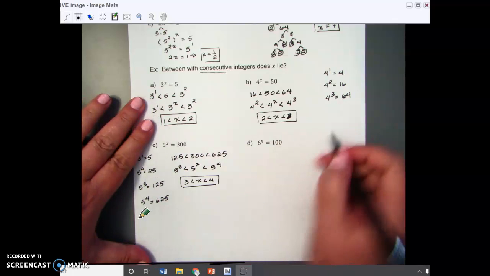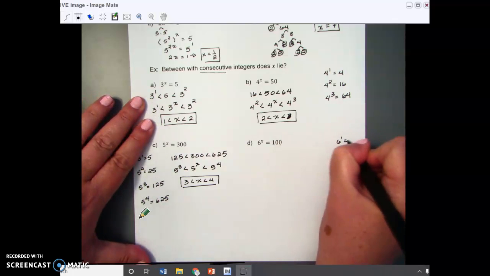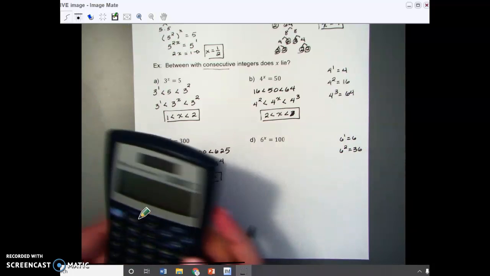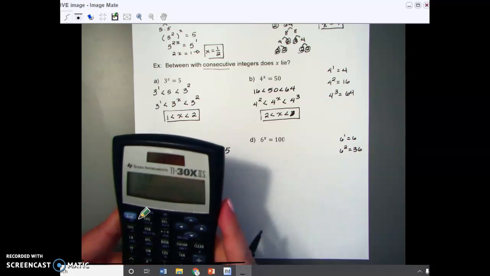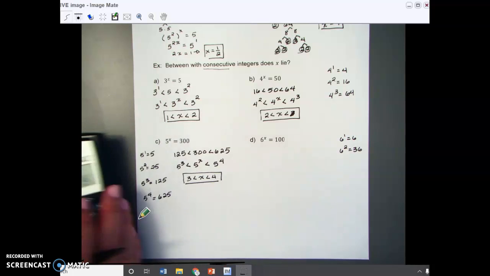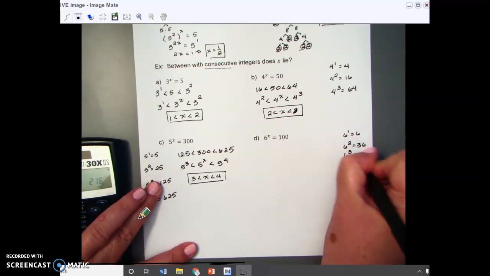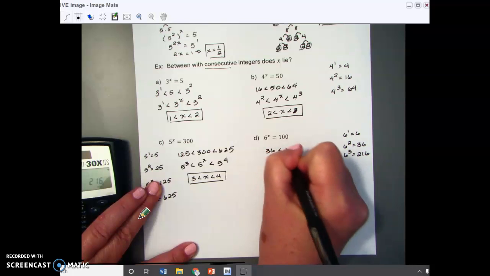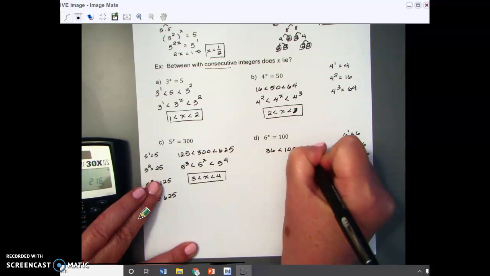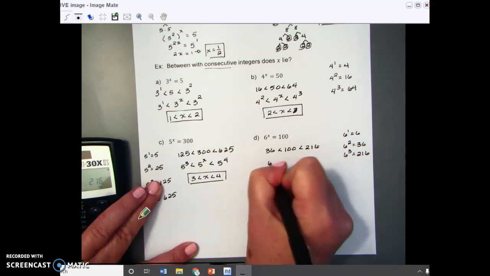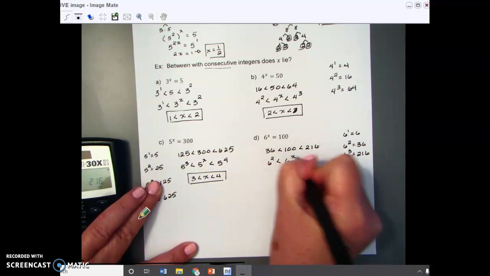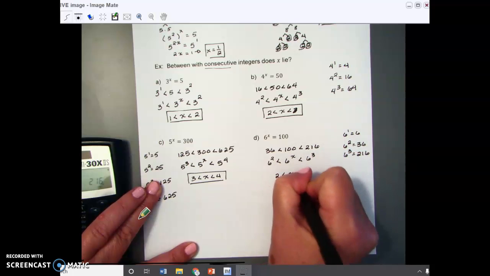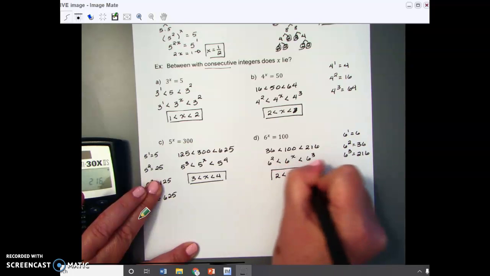So then coming over here for 6 to the x, we get 6 to the first is 6. 6 to the second is 36, and I'm going to double check this on my calculator, but I believe 6 to the third is going to be 216, which it is. And so we can say that 36 is less than 100 is less than 216, which means 6 to the second is less than 6 to what power is less than 6 to the third. So that means x lies between 2 and 3.